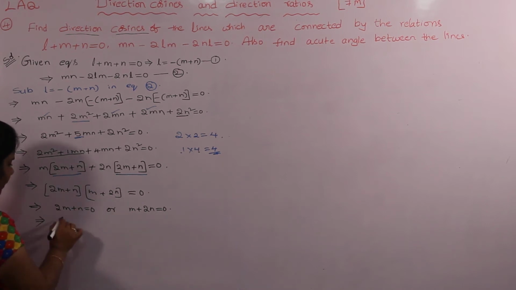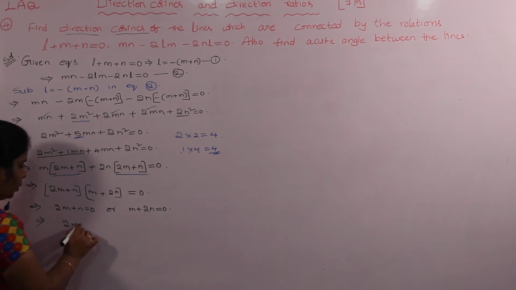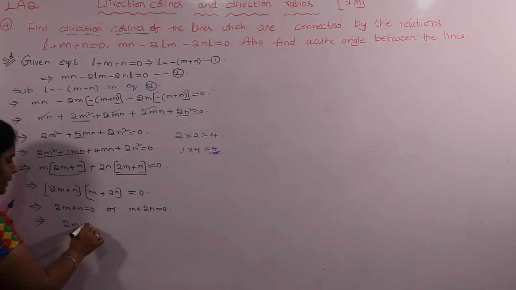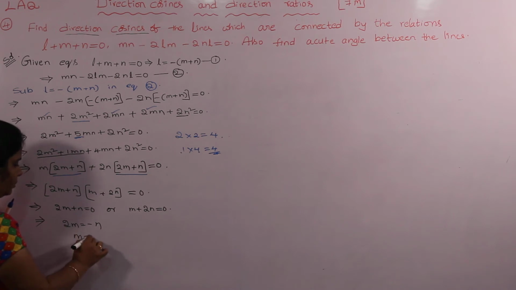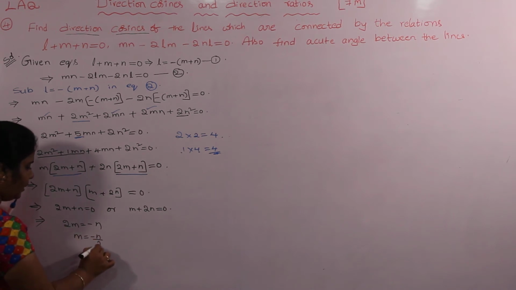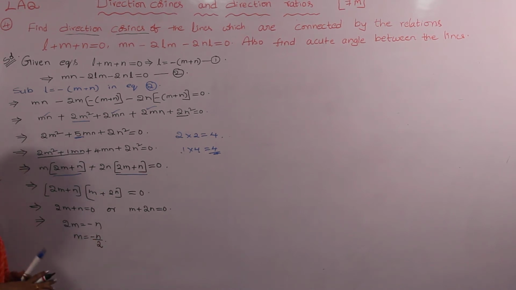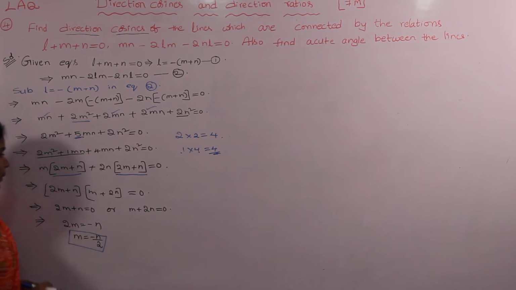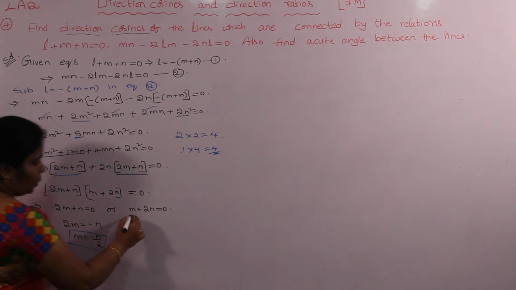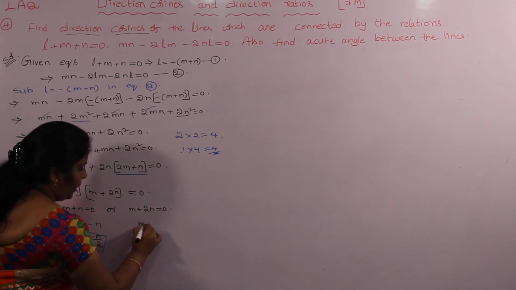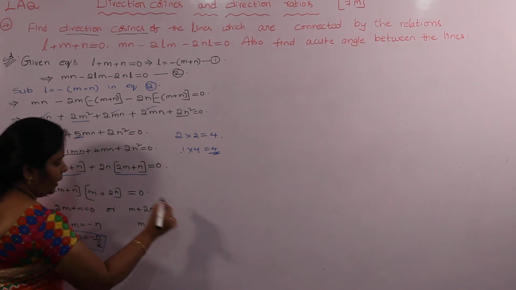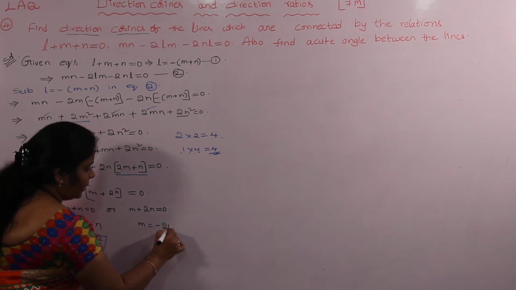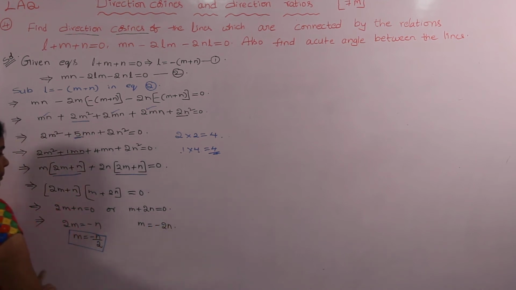From this, the m value: 2m is equal to, this n is transferred that side, that is minus n. m is equal to minus n by 2. Okay, this 2 is taken this side. Here we have the m value. From this also, m plus 2n equal to 0, that is m is equal to, plus 2n is transferred that side, becomes minus 2n. m equal to minus 2n.